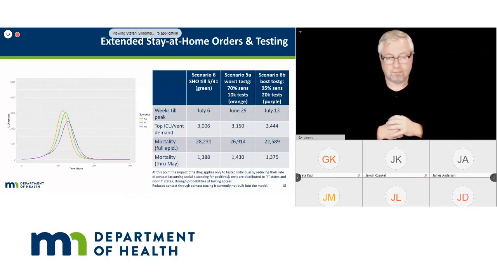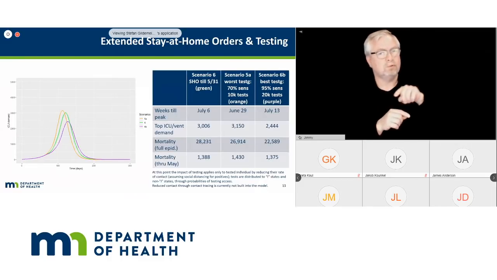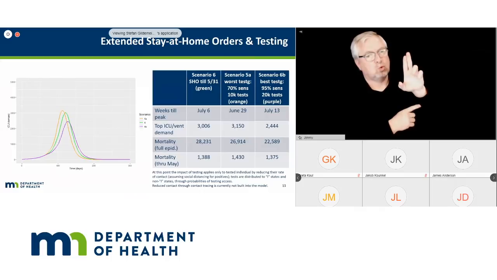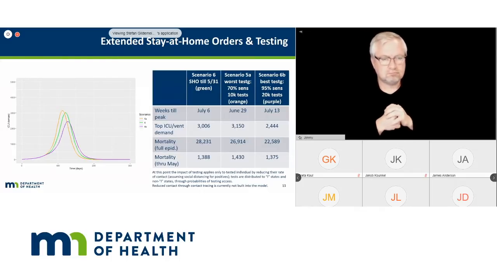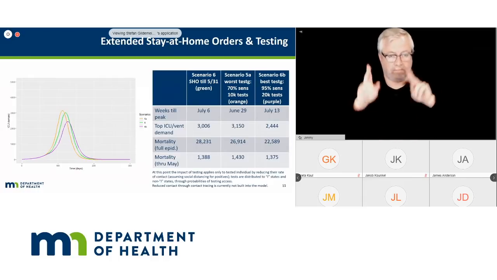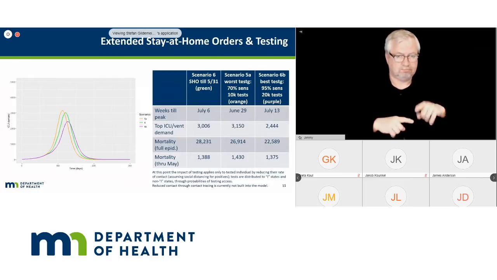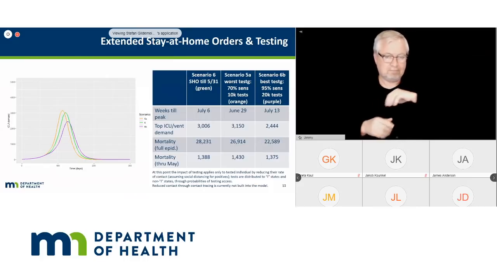And quick definition question: the line on the charts that says top ICU/vent demand, is that days, is that people? I just want to make sure I understand the number right. Sure, that's people. It's the total number of people simultaneously needing ICU ventilator care at the same time.